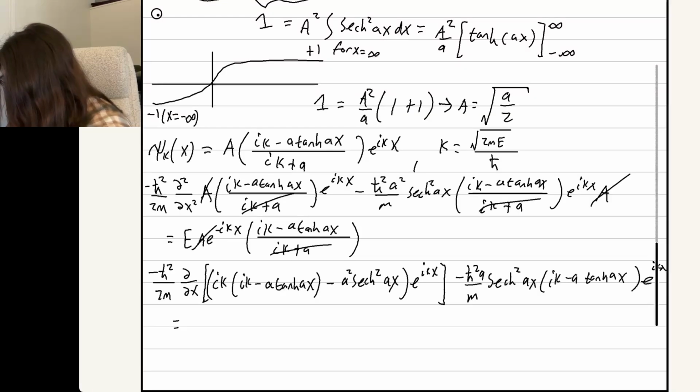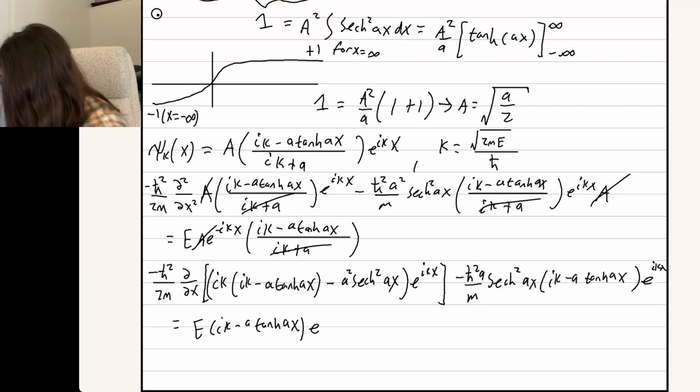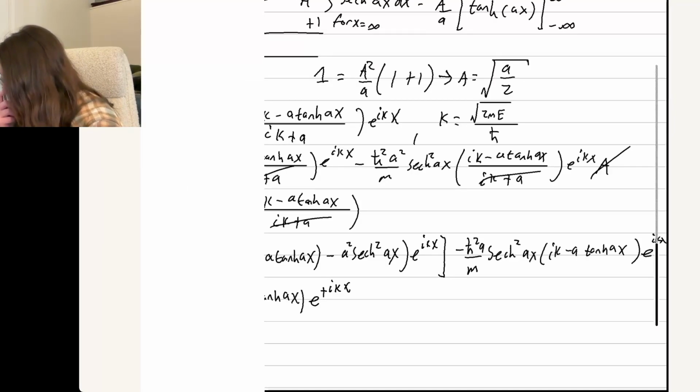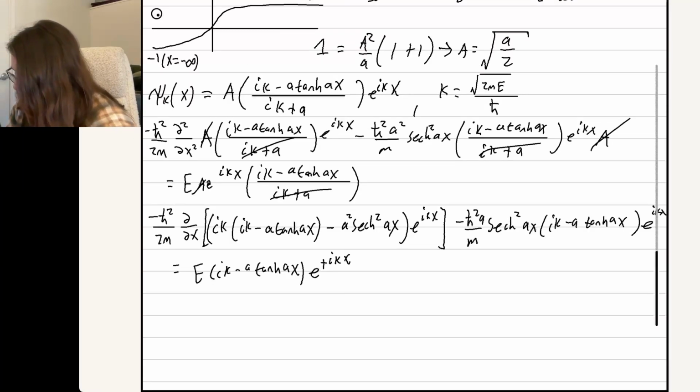And on the right-hand side, it's (ik minus a tanh ax) e to the ikx. And I don't think it's minus, actually. I miswrote it up there. Just ikx. Okay. So we're going to do the second derivative now.